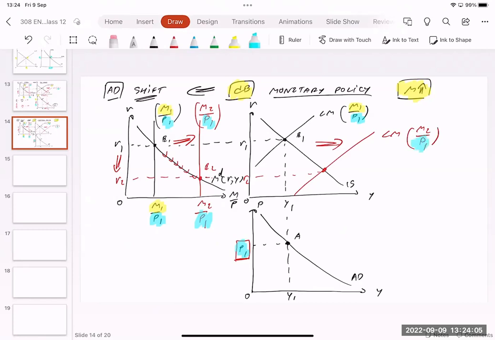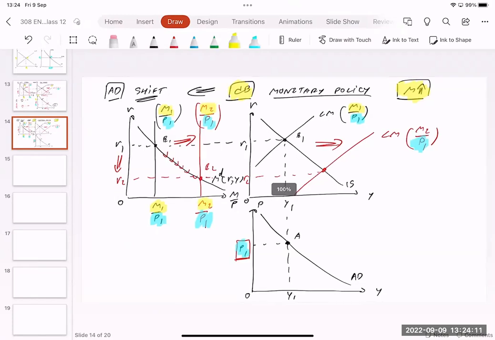The difference between this graph and the previous graph is that the previous graph is a change of P, but this graph is a change of M, okay? So the equilibrium point in the IS-LM curve changes from E1 to E2, and finally GDP increases from Y1 to Y2. Okay, and then we're going to link it down to Y2 over here. P is the same. P is the same.